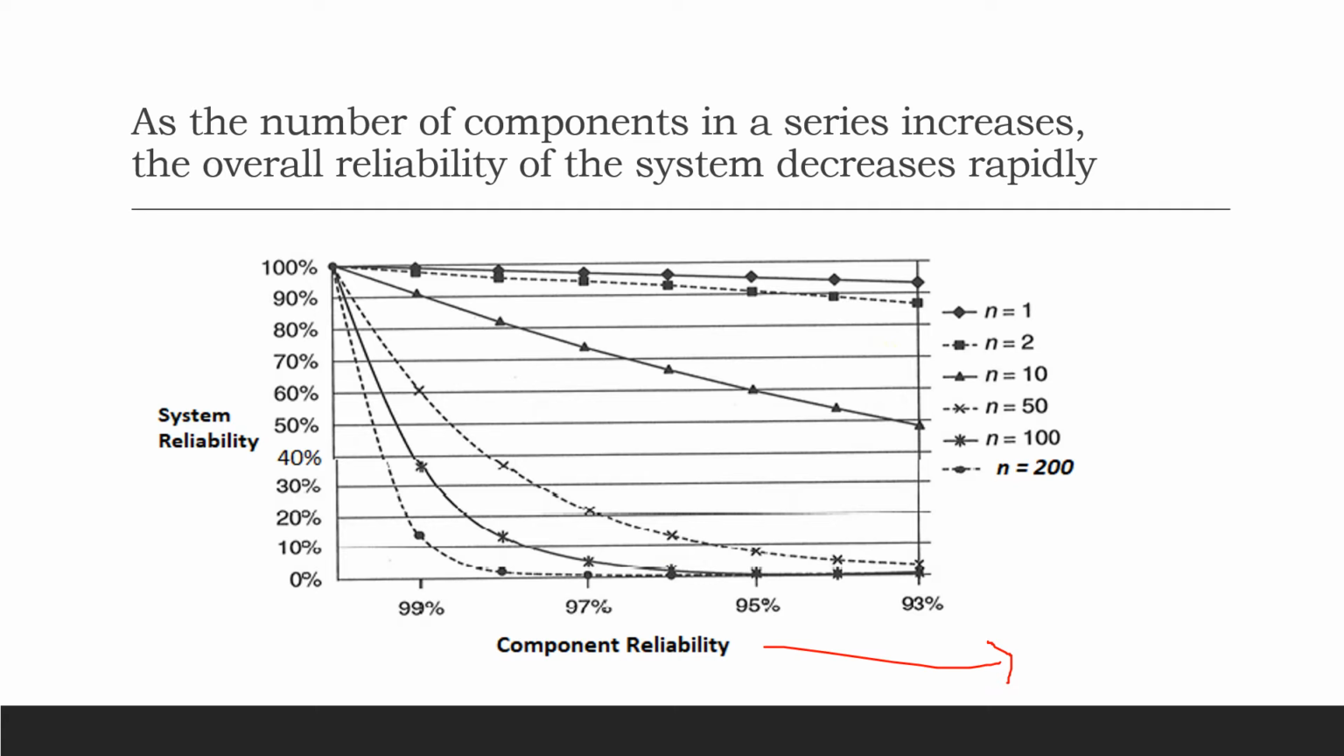Now you have 100 components. Right here, the 100-component line, the system reliability is between 100 and 0%. And you have 50, which is between 100 and 0%, here is some percentage too. So you can see system reliability goes down when the components in the system increase. I want you to study this graph carefully.